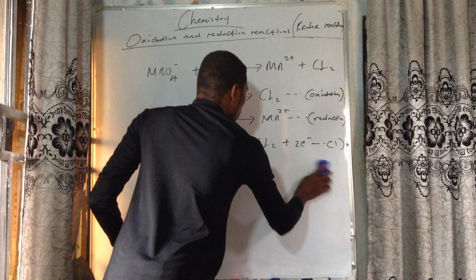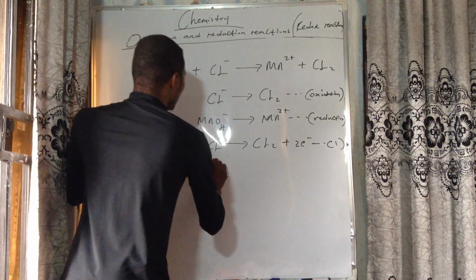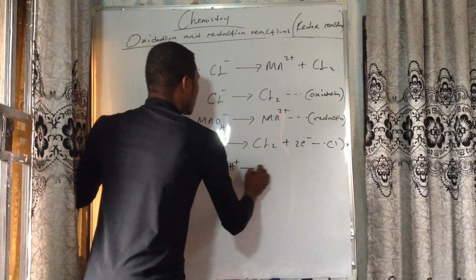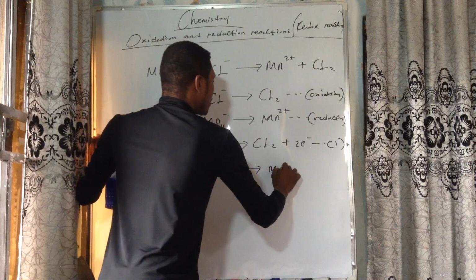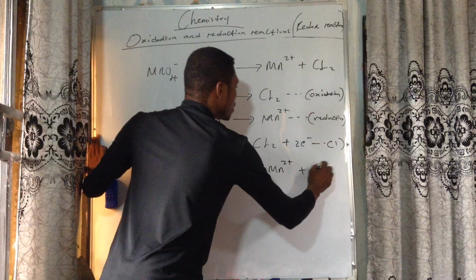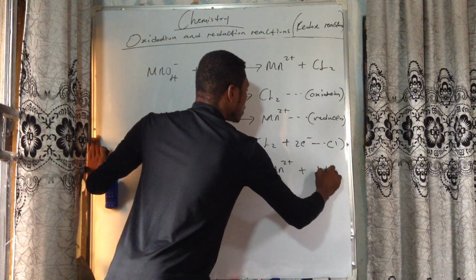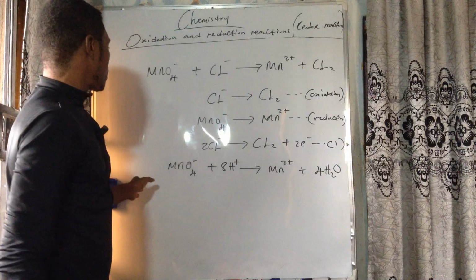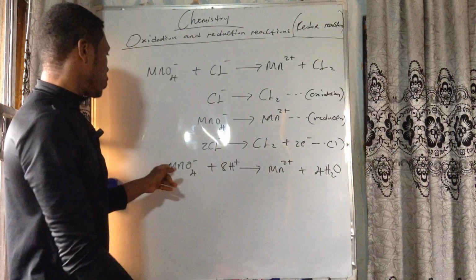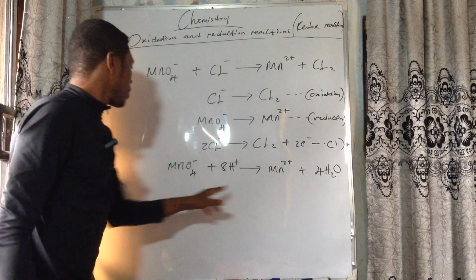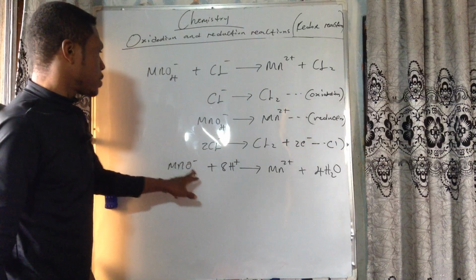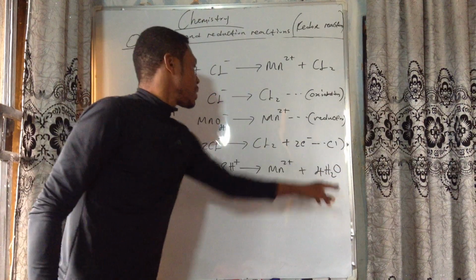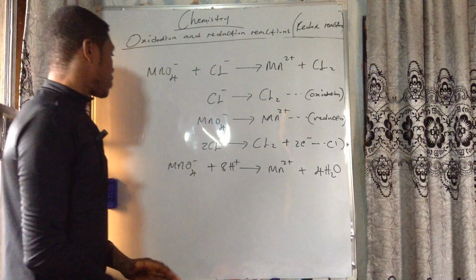So we now quickly add 8H plus, giving us Mn2 plus plus 4H2O. Now, if you check, this is clearly balanced by mass. Don't you see? Mn, oxygen, 4 oxygens, 4 times 2, 8 hydrogen, 8 hydrogen, balanced by mass. Now, let us balance by charge.